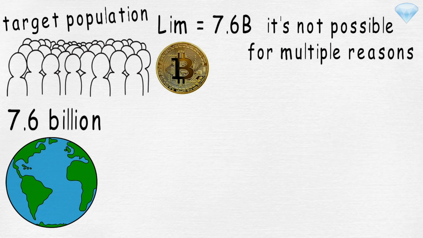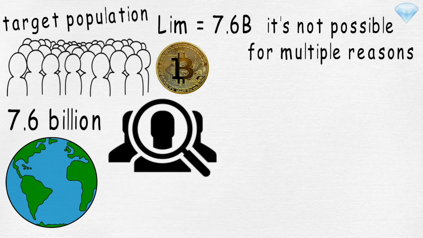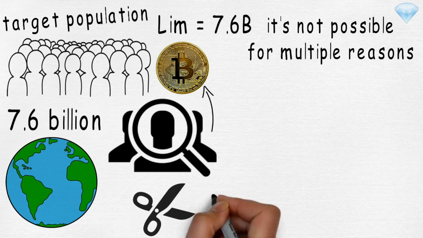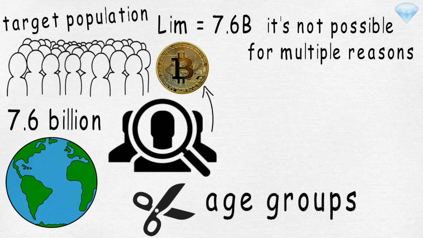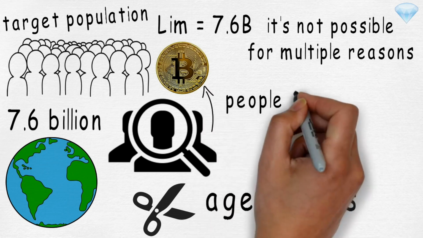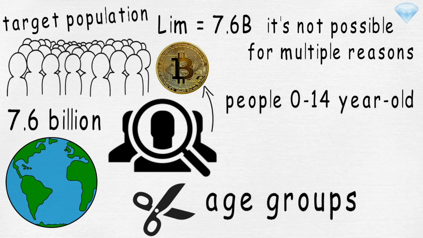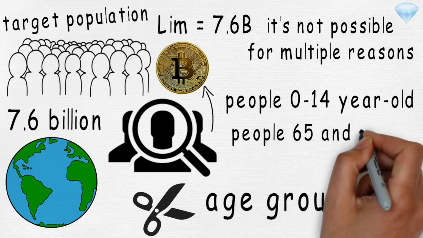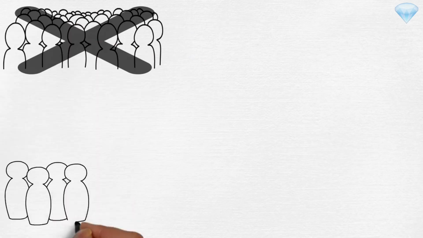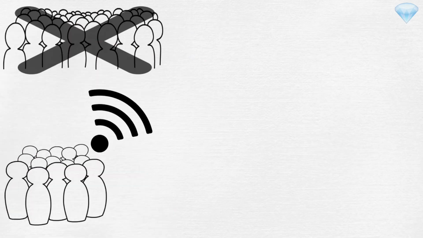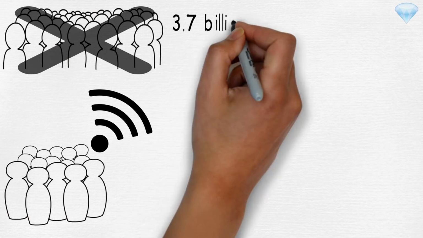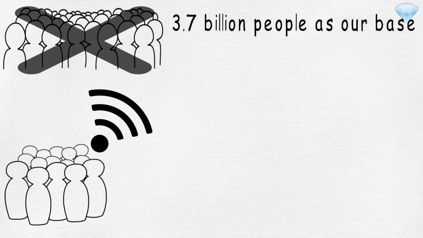Let's explain it more. Let's find some target group for potential Bitcoin users. First, let's cut some age groups. I don't want to discriminate, but it's for modeling purposes. Let's cut people from 0 until 14 years old. And let's cut people from 65 and more. Furthermore, we cannot take all population as a base, but only people with internet connection. And we will get 3.7 billion as our base.